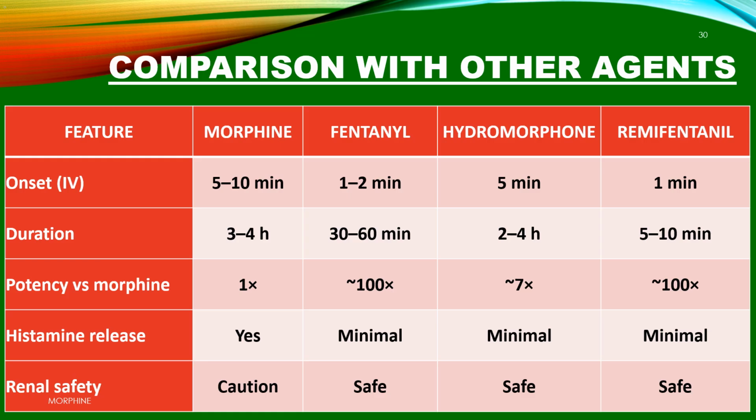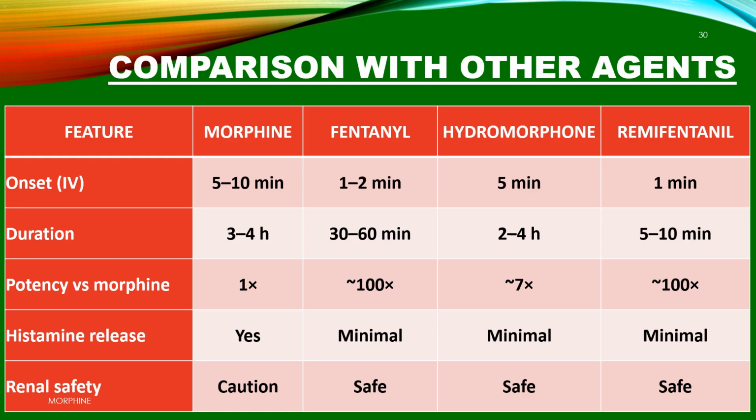Comparison of morphine with other agents. 1. Morphine. Onset of action IV, 5 to 10 minutes. Duration of action, 3 to 4 hours. Potency: baseline comparison. Histamine release: yes. Renal safety: use with caution due to potential accumulation.